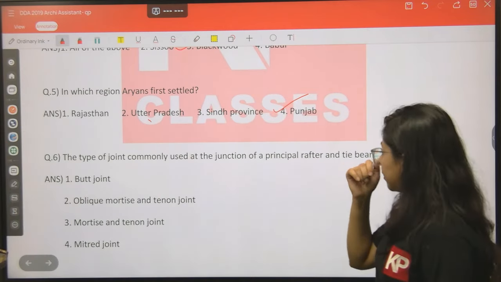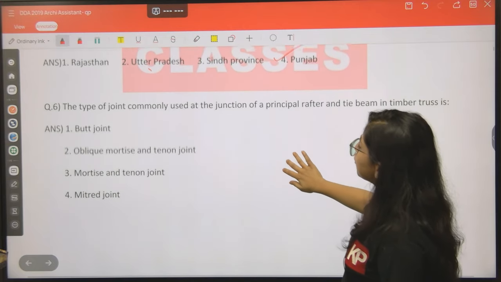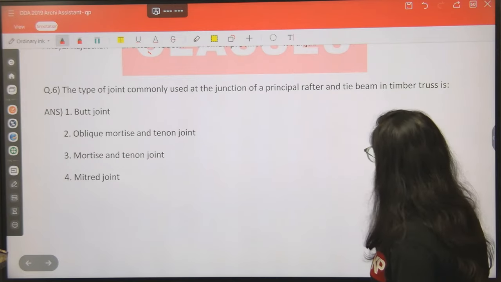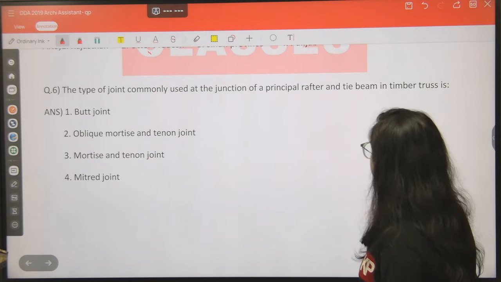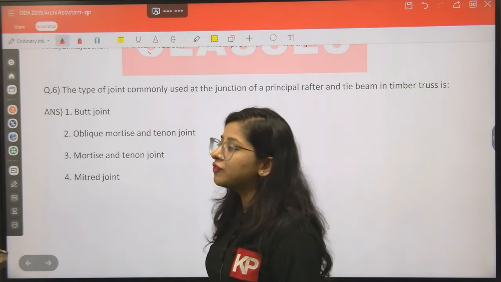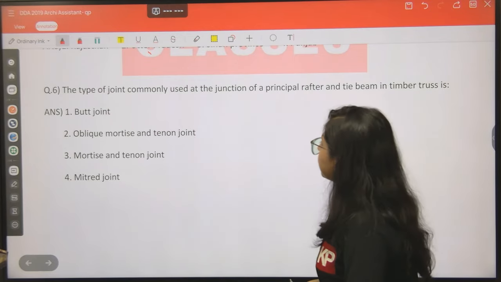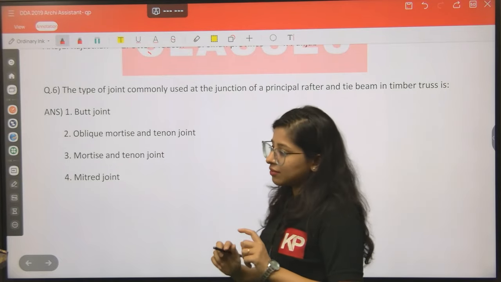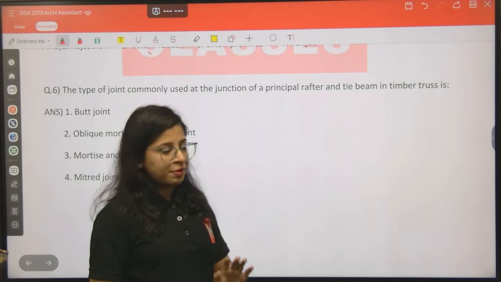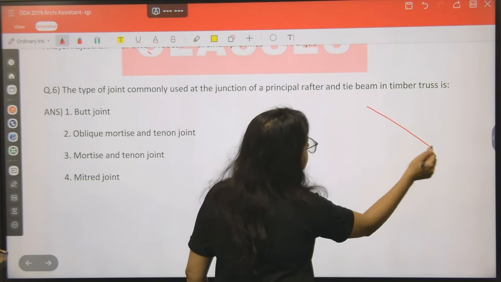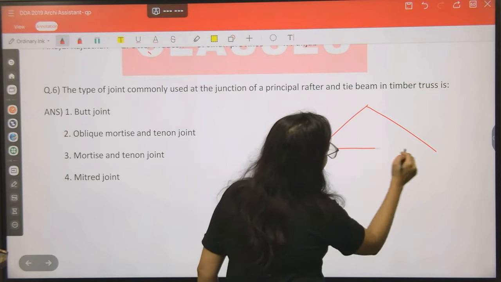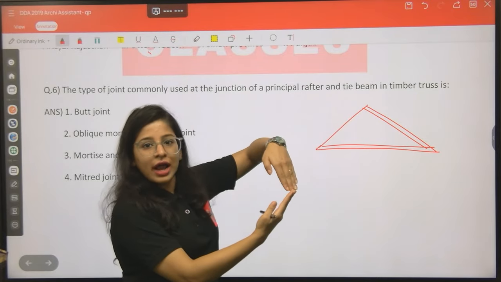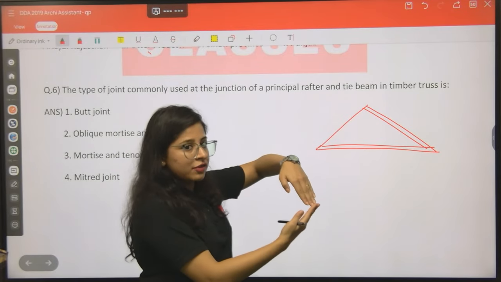Okay, fine. Next question. Which type of joint is commonly used at the junction of a principal rafter and a tie beam in a timber truss? They are asking which kind of joint is used between the principal rafter and the tie beam in a timber truss. So let's say a timber truss is there, a truss made up of timber, and then you have the principal rafter and the tie beam. You have the tie beam here and the principal rafter here. So there is a kind of oblique joint.